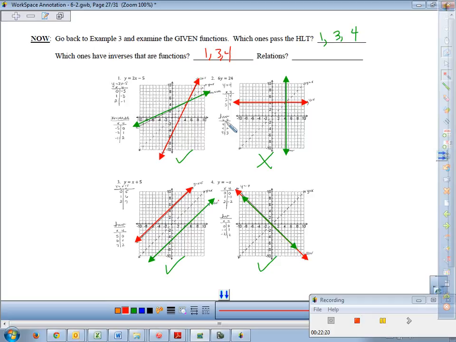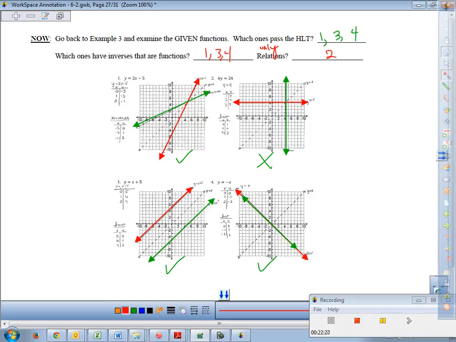Which ones have inverses that are, put the word only above this, which ones have inverses that are only a relation then? Number 2. Because do you realize that the green thing is not a function in the first place? It doesn't pass the vertical line test. It's a crazy thing of back and forth.